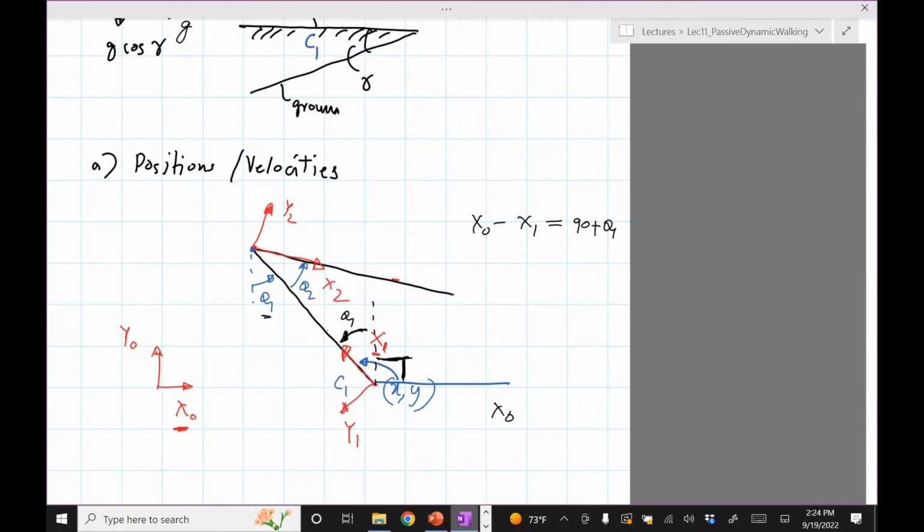We would also need the angle between x1 and x2. This line is x1. I just drew it there so that I can then compute the angle between x1 and x2. So we need to compute this angle. Okay, so that you can see is nothing but 180 minus theta2, right?